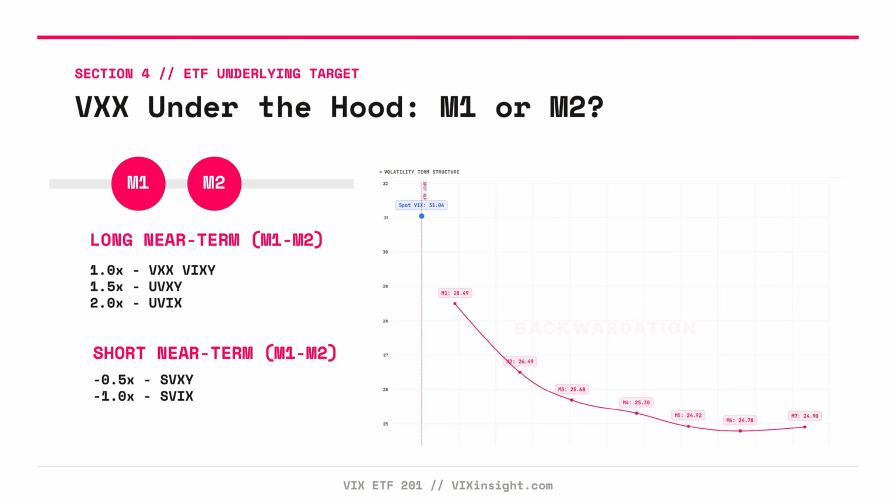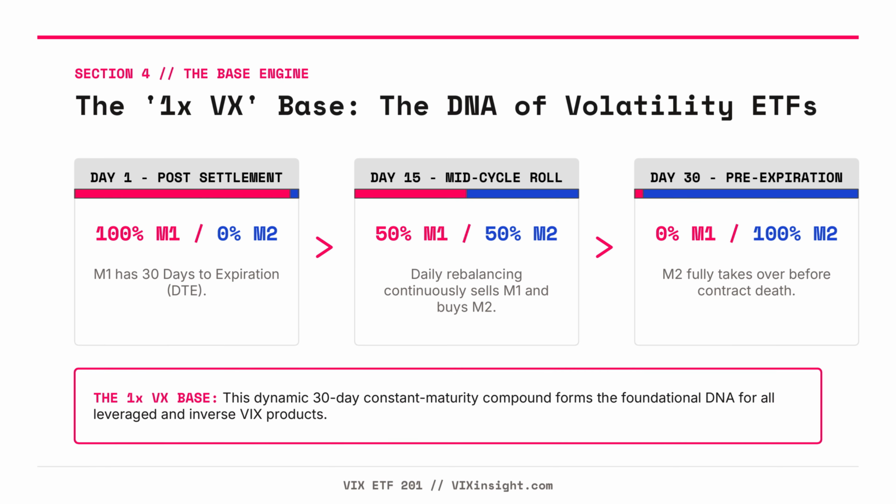It holds a dynamic rolling mix of M1 and M2 that changes every single day based on calendar expiration. Right after monthly settlement, M1 has roughly 30 days left to live and takes almost 100% of the ETF weight. But as time passes, M1 gets closer to expiring. To maintain a constant 30-day maturity target, the ETF automatically sells a fraction of M1 every single day and buys a fraction of M2. So day by day, M1's weight smoothly glides down, while M2's weight slides up in a continuous sliding transition. Then by settlement day, M2 takes over completely.